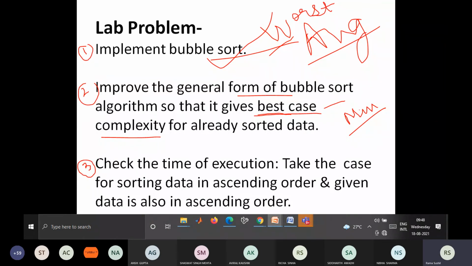Code Blocks automatically gives the time of execution, so you can see that. Take the case of sorting data in ascending order where the given data is also in ascending order. You have to test that also, for the best case. Initially you will take mixed data and see the time, and for the same size of data you will take ascending order. The same code will work for both cases. You will see the change in the time. So do this activity for your bubble sort.